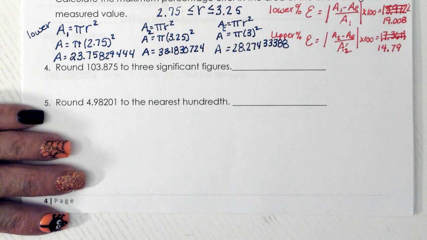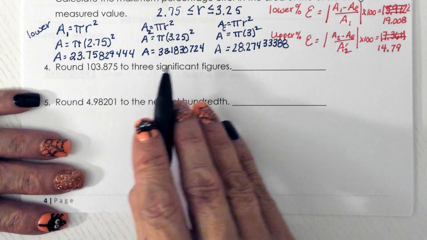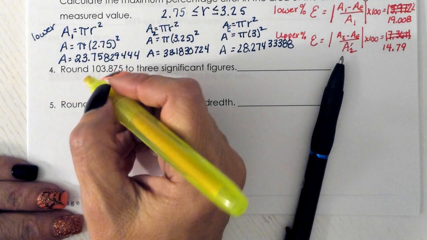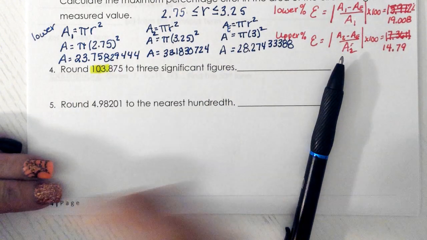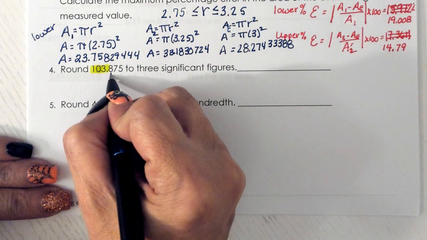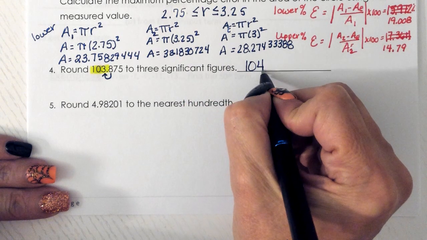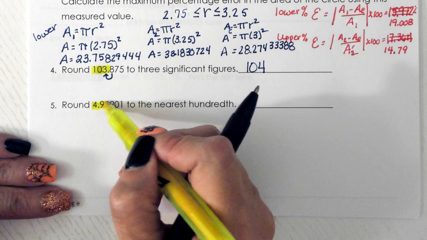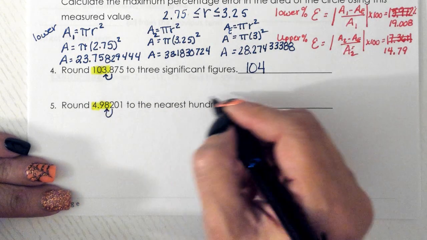All right, and the last one. These should be pretty straightforward. Round this to 3 sig figs. Remember, we look at the first whole numbers, excluding 0. So this is 1, 2, 3. We're only looking at the 1, 0, 3. The 8 is going to round the 3 up, so this would be 104. Then I look at those first 3 digits, 1, 2, 3. The 2 will not change the 8 any.